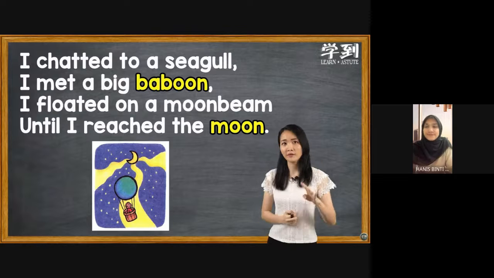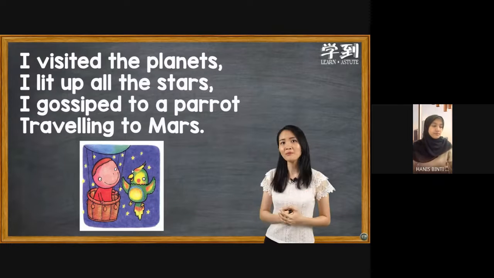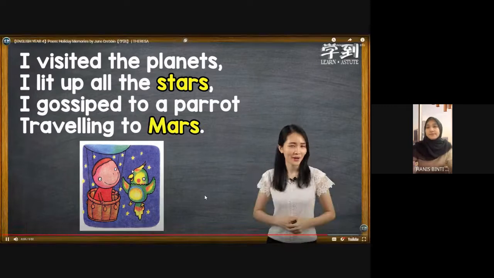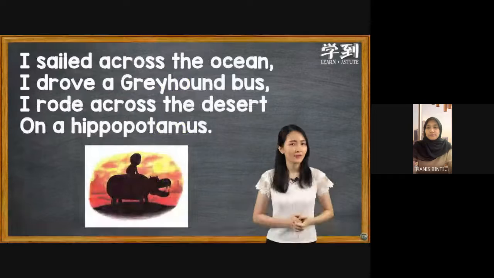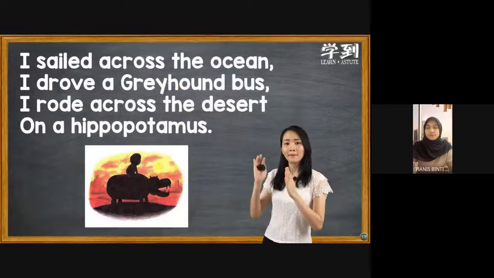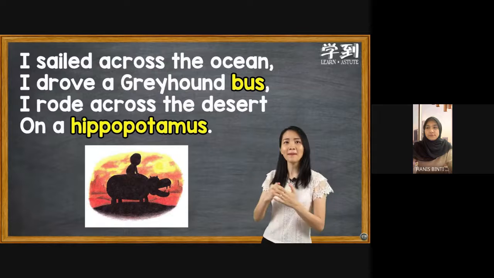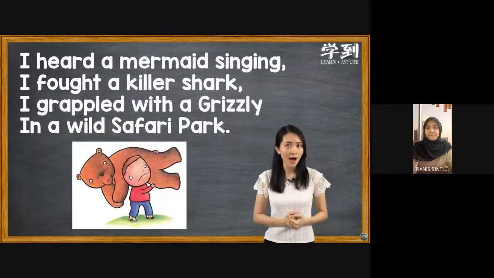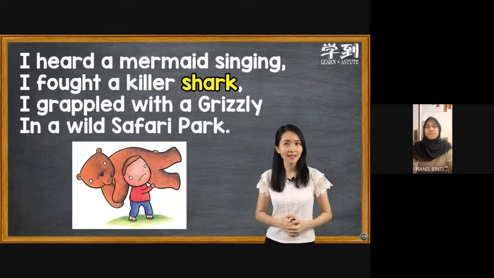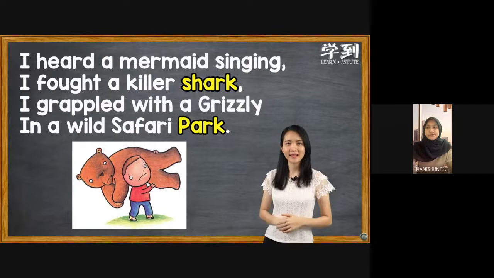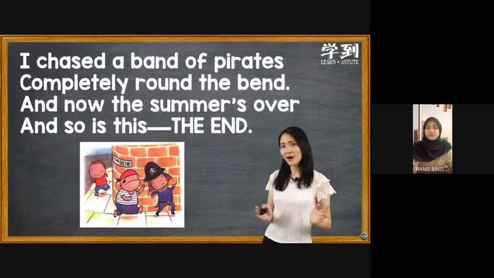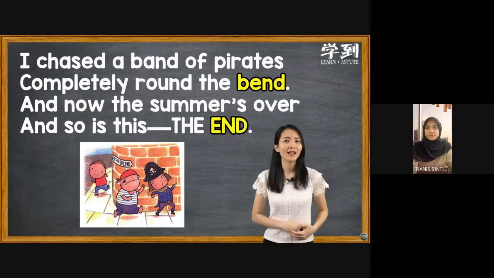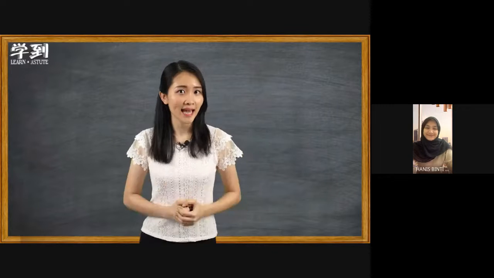Very good. Verse 4. The rhyming words are stars and Mars. Well done. Verse 5. The rhyming words are bus and hippopotamus. Next, verse 6. The rhyming words are shark and park. Good job. And the last verse. The rhyming words are band and ant. Great job, everyone! Now that's the end of this video.